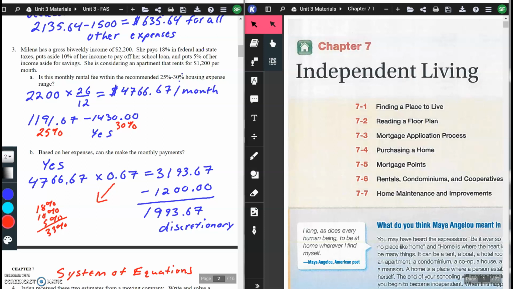That'll give you a final number of $3,193.67. Minus your $1,200 rent gives you a leftover amount of $1,993.67. So that's how much she has left over. So she has enough to pay everything.